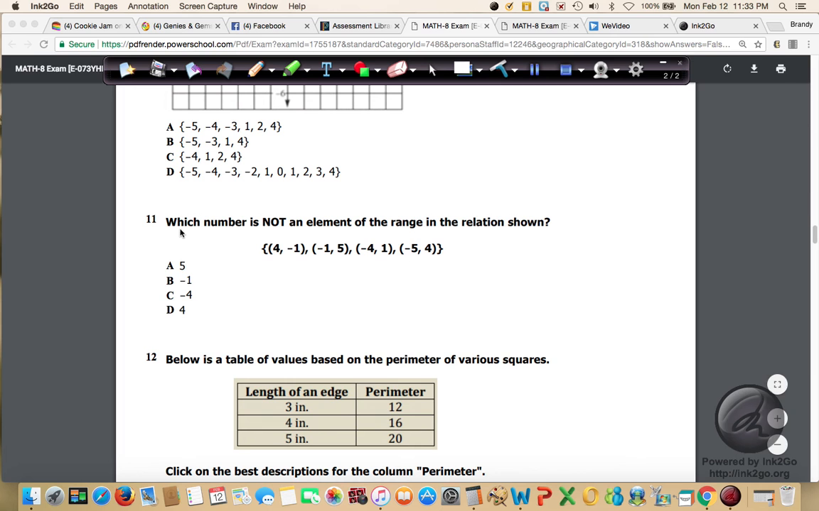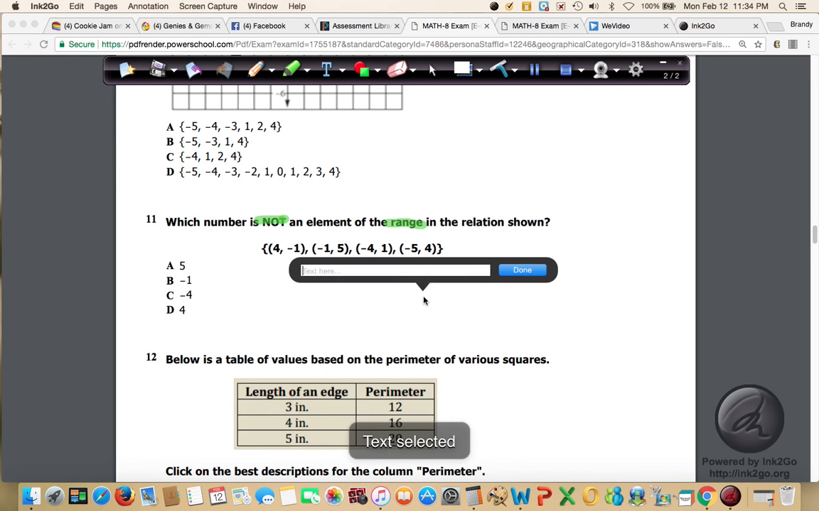Number 11. Which number is not, ooh, it's even capitalized, an element of the range in the relation shown? Couple keywords, let's highlight them. Obviously, not is going to be a big keyword because they even highlighted it for us using capital letters. And then, look, there's another sentence with range in it. So you know what I'm going to type here, don't you? I bet you guys already know now. Yep, there it is again.